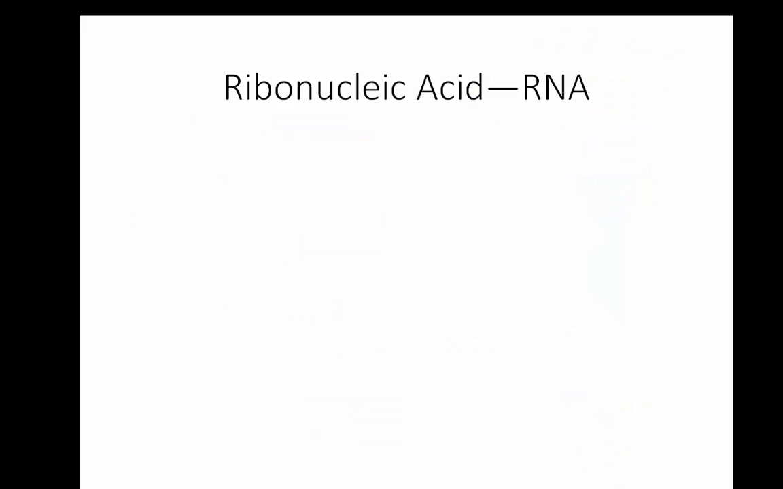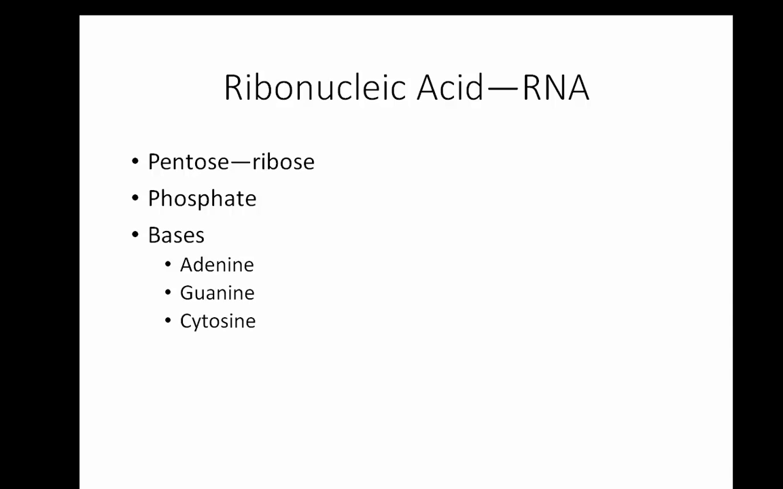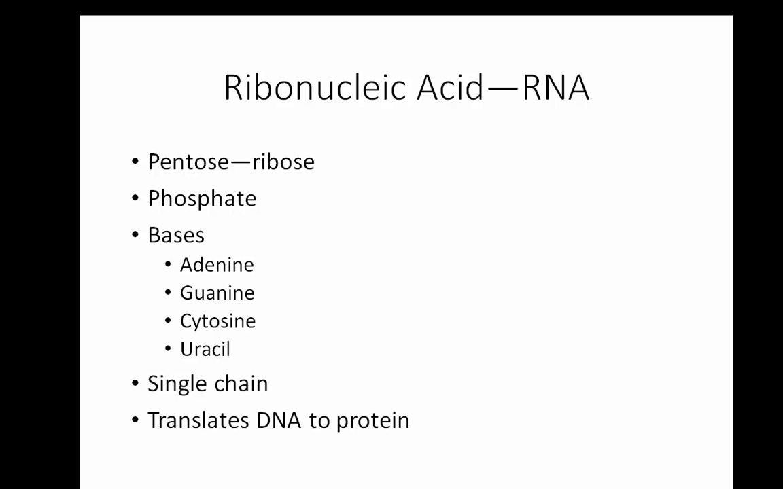Now, the other nucleic acid is ribonucleic acid. The pentose is ribose. There's the phosphate. Again, you have your choice of 4 bases. Adenine, guanine, and cytosine are the same, but instead of thymine, RNA uses uracil. RNA also differs from DNA in that it's a single chain, and it differs in its function. RNA is involved in translating the DNA into protein, and we'll find out later that there are 3 kinds of RNA, and we'll talk about how the DNA and the RNA react to make the proteins.